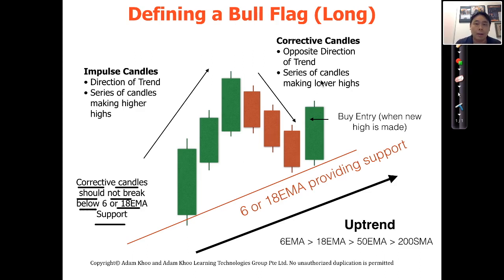Okay. The other thing to understand is that on an uptrend, when we're going long, you have to see the sequence of moving averages: the 6 EMA above the 18 EMA, and that's above the 50 EMA, and it's above the 200 simple moving average.